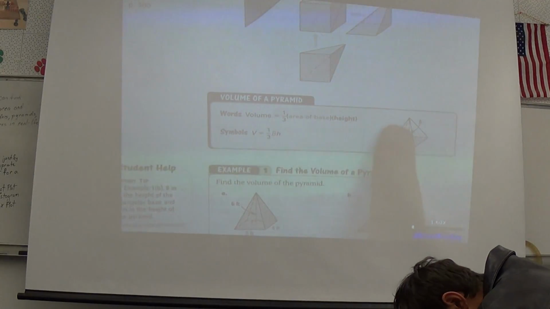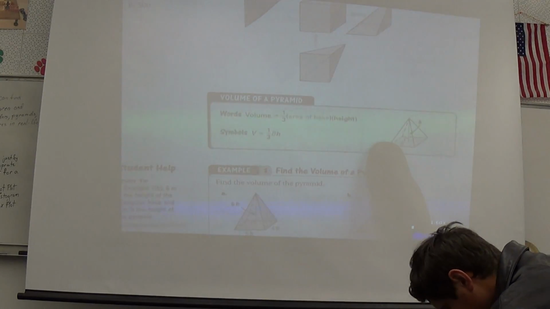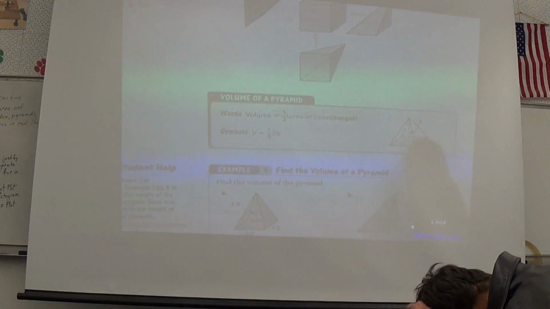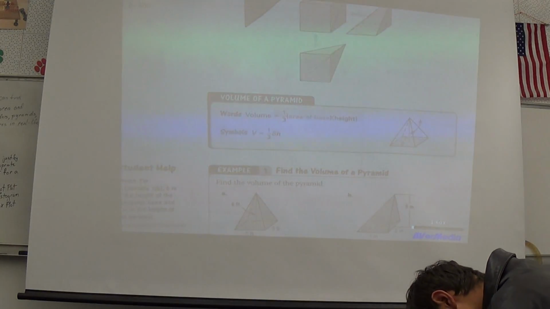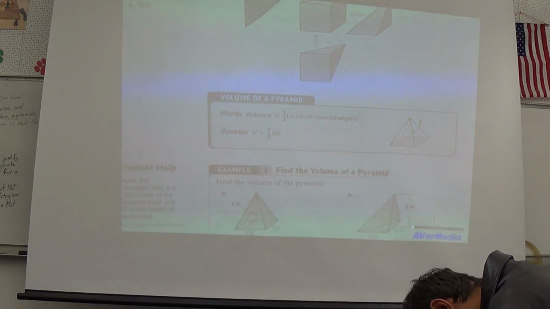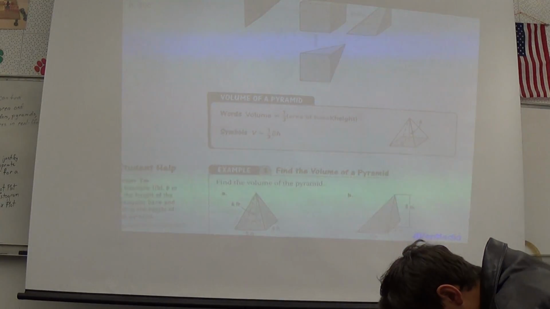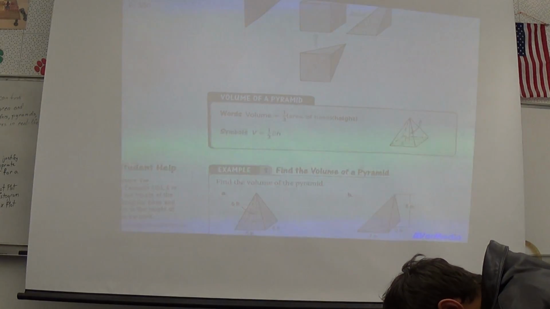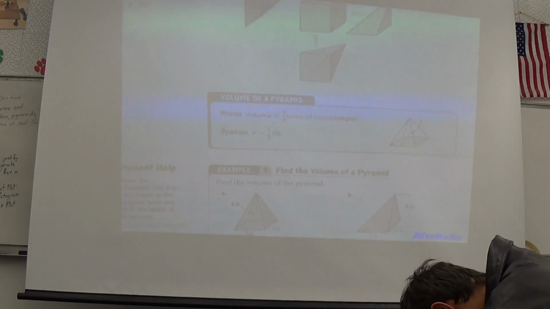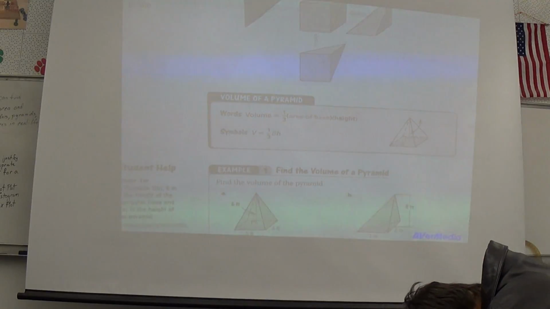When you're looking for the volume of a pyramid, there are pieces missing to that prism. And the only thing that's left is 1/3 of the original prism. So since pieces are missing, it is the formula 1/3 times the area of the base times the height.